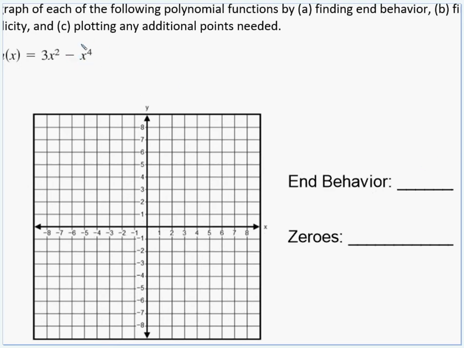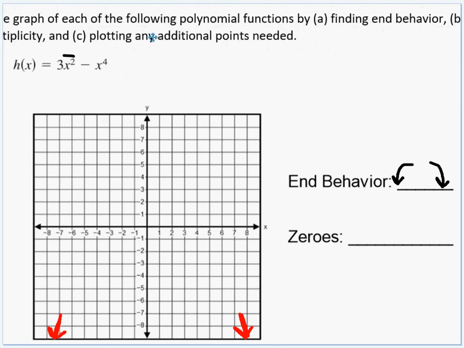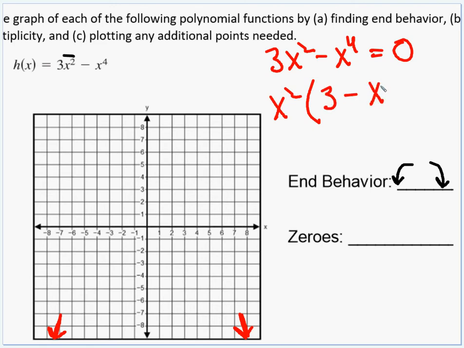And what I can even do, I'm going to switch to red ink so it sort of pops out. I'm going to draw on my graph here. I know in the long run, we're going to be going down in each direction there. All right, so A, we figured it out. B, the real zeros. So we set our function equal to 0. 3x squared minus x to the 4th equals 0. Factor out an x squared. And that will leave us a 3 minus x squared.